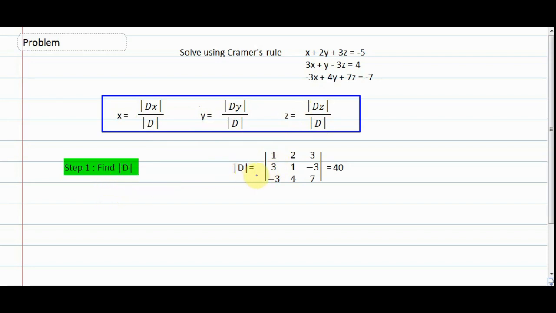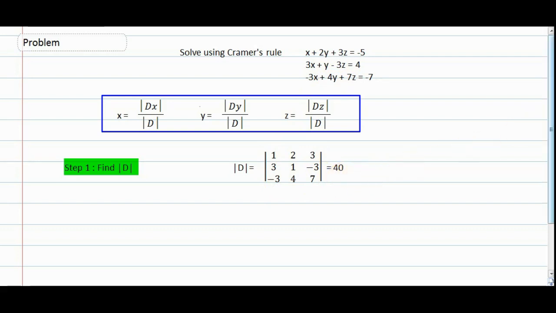So determinant of d will be equal to determinant of the coefficients. Here in the first equation, coefficients are 1, 2 and 3. So that comes in the first row: 1, 2, 3. And in the second equation, coefficients are 3, 1 and minus 3. So the second row has elements 3, 1 and minus 3. And the third equation has coefficients minus 3, 4 and 7. That comes as elements in row 3. Okay, now when we calculate determinant of this matrix, we will get it as 40.